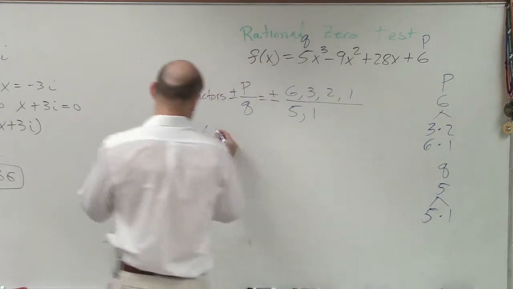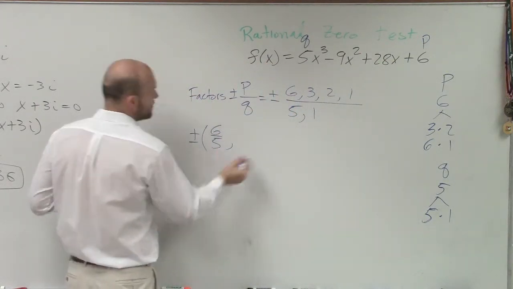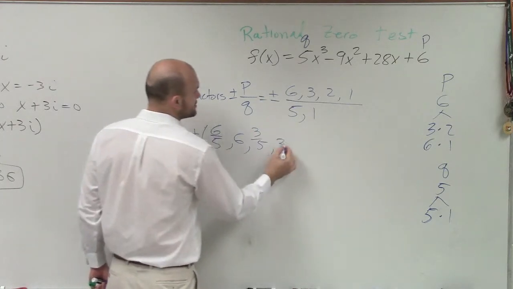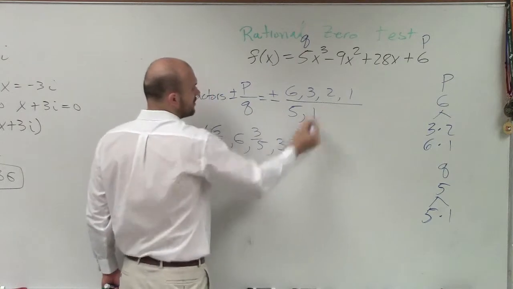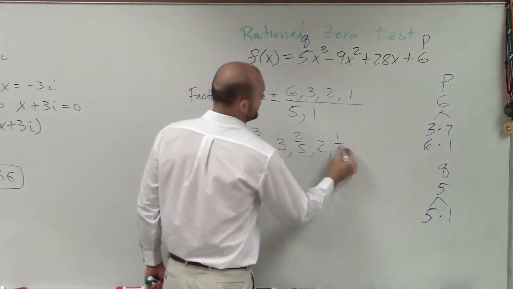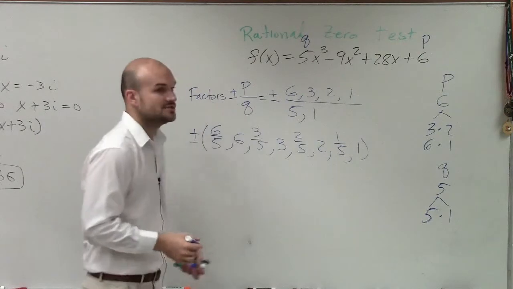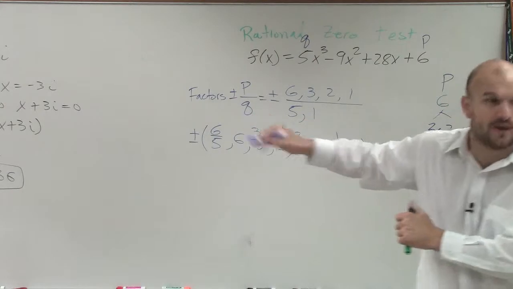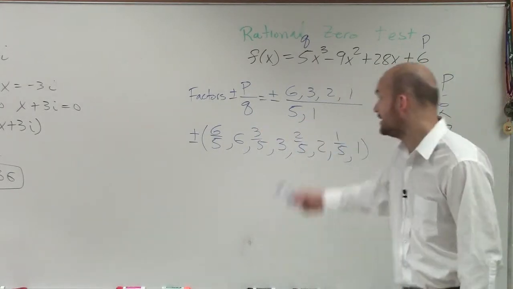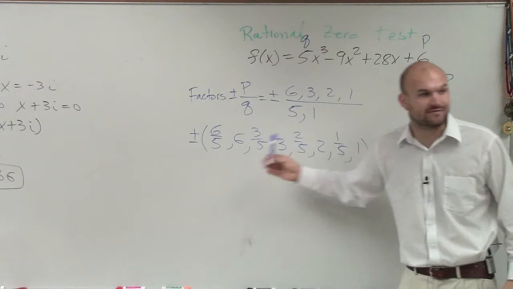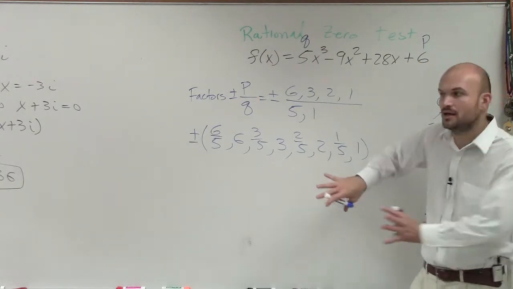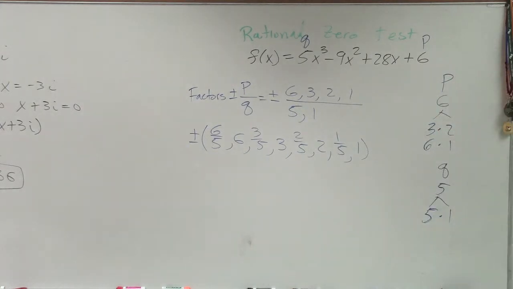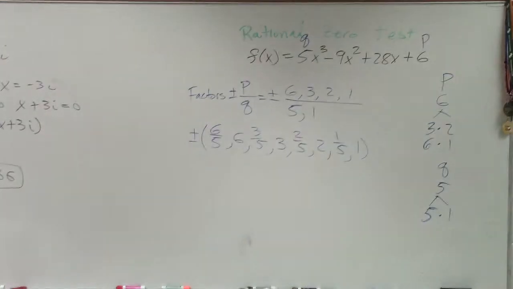And that's it. So we have 6 over 5, comma, 6 over 1 is just 6. 3 over 5, 3 over 1 is just 3. 2 over 5, 2 over 1 is just 2. 1 over 5, or 1. So, ladies and gentlemen, this does not tell you you have a rational zero. But if you have a rational zero, it is going to be in the form of one of these numbers. All right? And I'll explain later how we're going to use this to our advantage. OK? So that's the number of possible rational zeros.